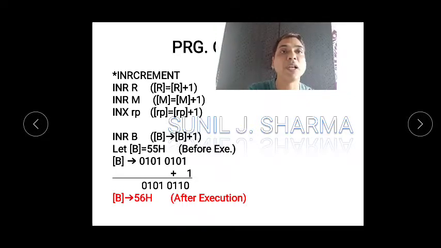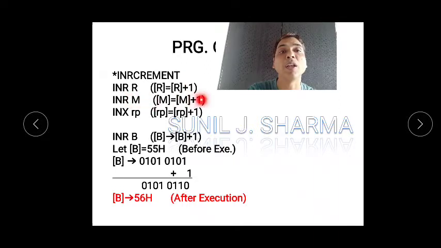I think this is the last group, that is increment and decrement, and let's see what the other instructions are. So for increment, we have INR R, INR M and INX. I think X means register pair. So INR means what? R is equal to contents of register will be incremented by 1. So here we can use any of the 7 registers. R is equal to R plus 1.